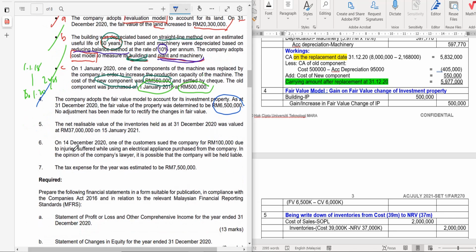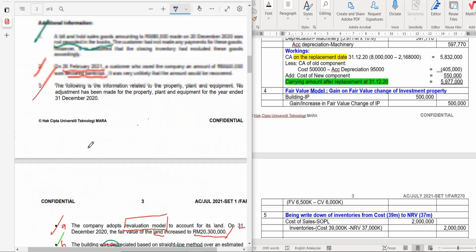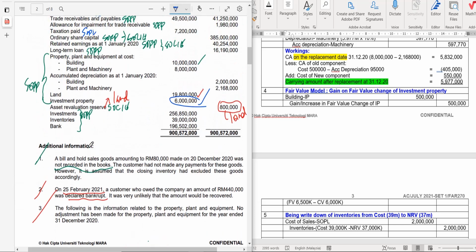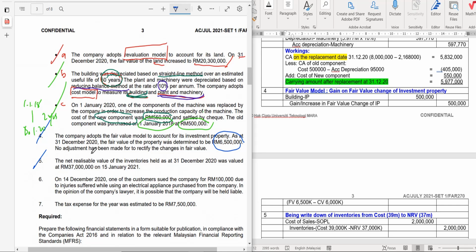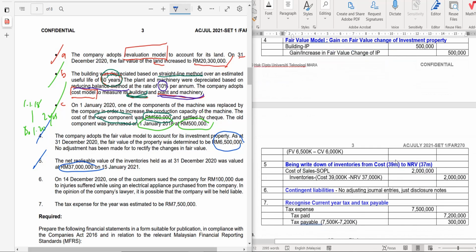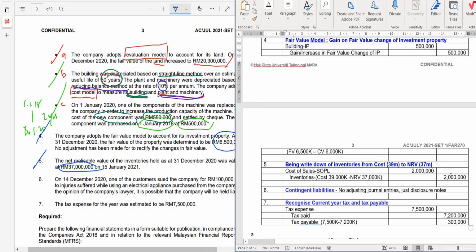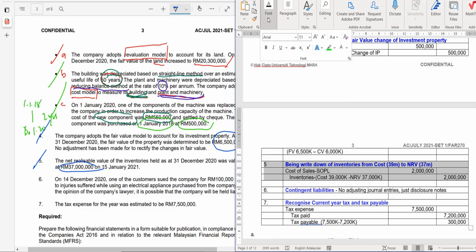Next, the next item is adjustment on inventories. So there was a write down of value. If you can see the information here, 39, and now the NRV is determined at 37. So there was a write down of inventory from cost of 39 to NRV. So this is the one here. You can see the information number 5. So when you number the question and you number your journal entry, that will make things much simpler. So I put that color for you.